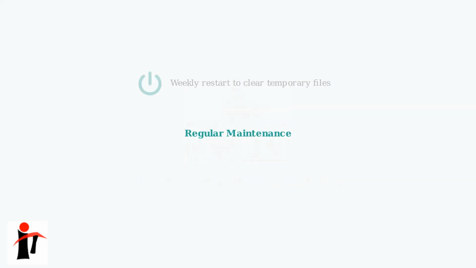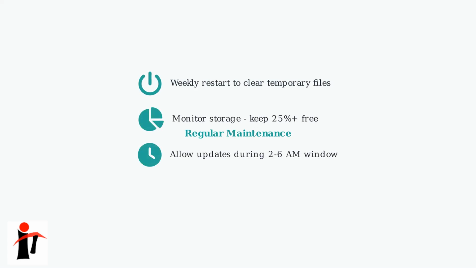Regular maintenance prevents most update issues. Restart your YouView box weekly to clear temporary files, monitor storage to maintain at least 25% free space, and allow updates to occur during the optimal 2 to 6 a.m. window. YouView is actively developing new technologies to reduce update failures and improve the user experience. These innovations will make update loops increasingly rare.